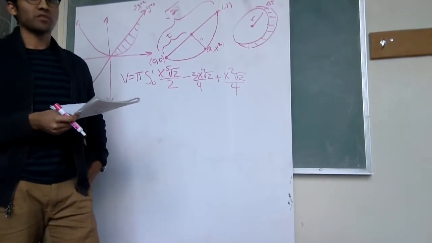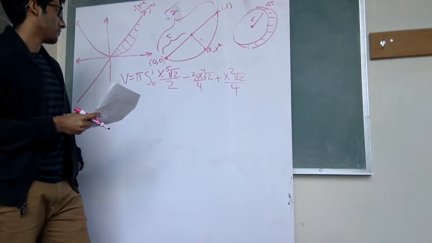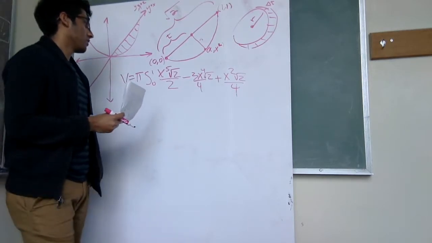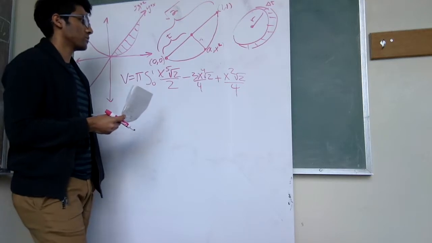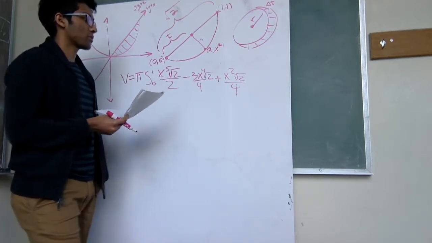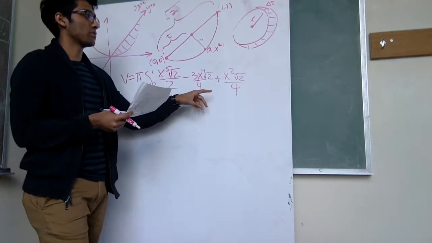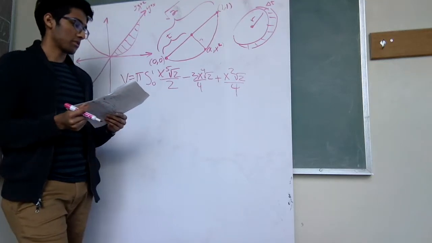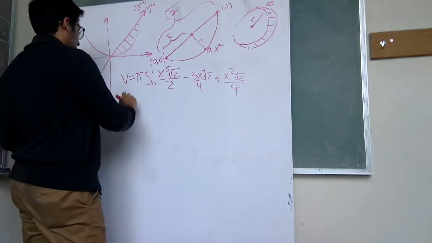So now after simplification, we're left with this equation right here. Pi times the integral from 0 to 1 of x to the 5th times square root of 2 over 2 minus 3 x to the 4th times square root of 2 over 4 plus x squared times square root of 2 over 4. So now we can finally integrate to find the volume.